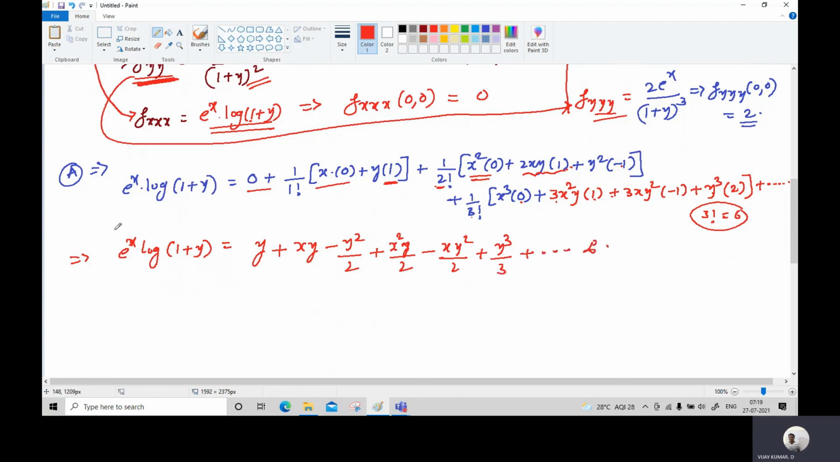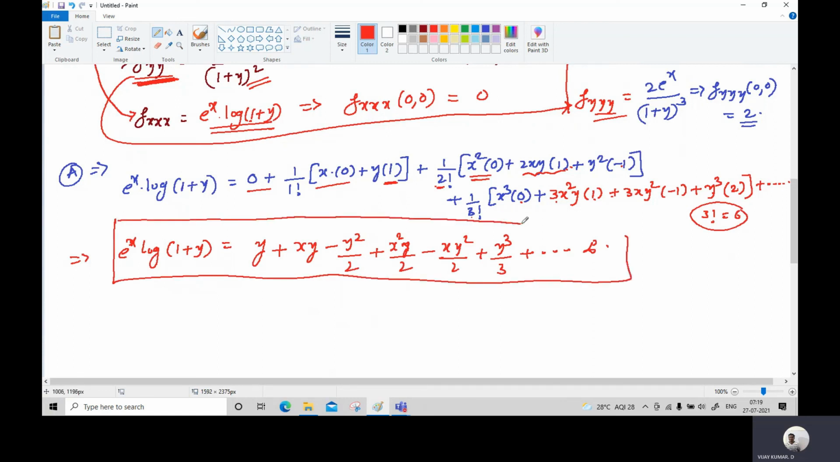This is the required Maclaurin series expansion of e power x into log of 1 plus y in terms of x and y. If you do not have good knowledge of partial differentiation, please leave the third order partial differentiations. In that case, you will get the expansion up to here only. Just write these 3 terms. After that, write plus so on up to infinity. It's enough. Okay, in the next video I will give some more examples.